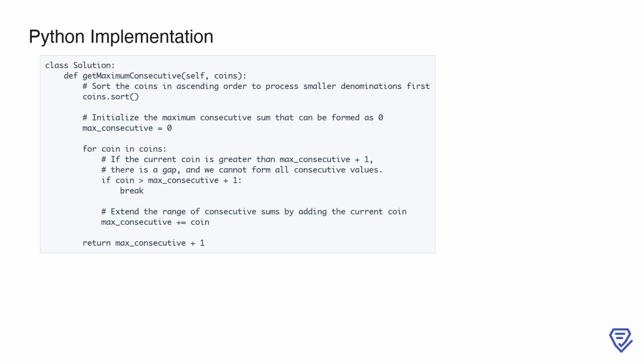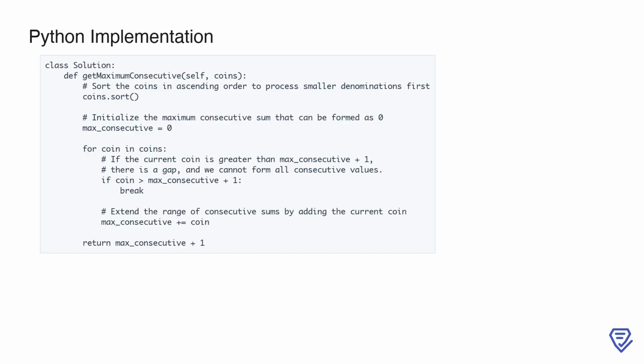1. Sorting the coins. The first step sorts the input list of coin denominations in ascending order. This ensures that smaller denomination coins are processed first, which is crucial for forming the maximum range of consecutive sums. 2. Initializing the range. The variable max_consecutive is initialized to 0. This variable represents the largest consecutive integer that can currently be formed from the coins processed so far.